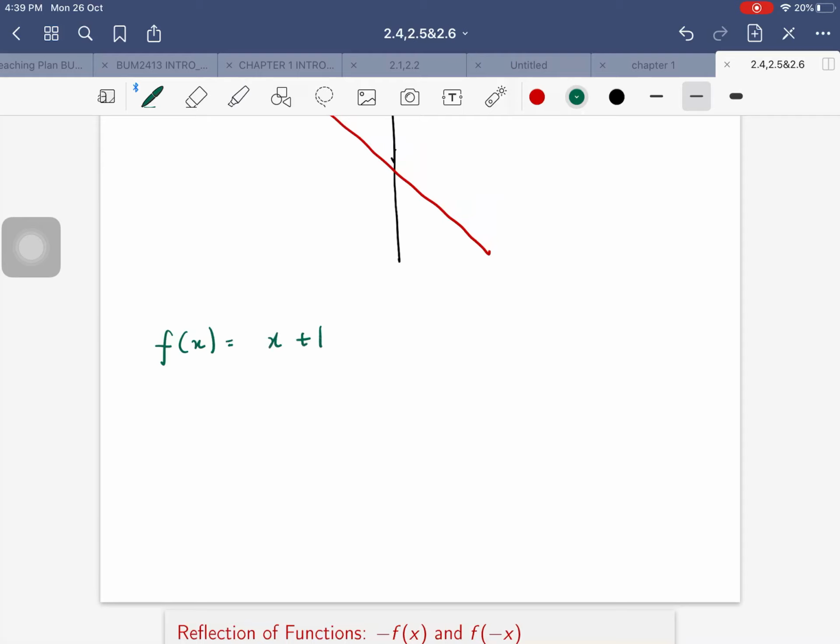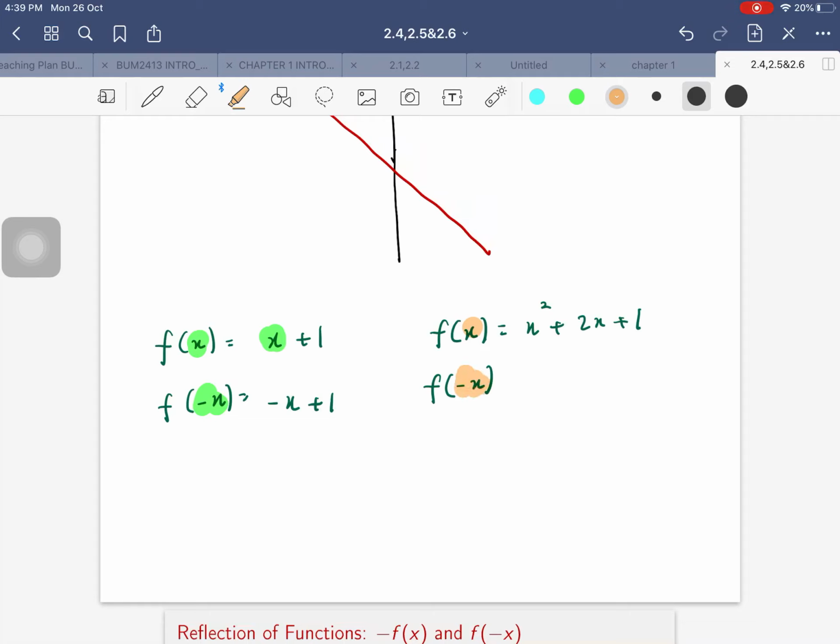For example, let's say I have a function f of x equal x plus 1. If I change this to f of negative x, whenever I come across x, it will be transformed to negative x. That is why this is going to be negative x plus 1. Or if I have a quadratic, f of x equals x squared plus 2x plus 1, and I change this to f of negative x, it will be a similar idea. Now all the x is going to be transformed.